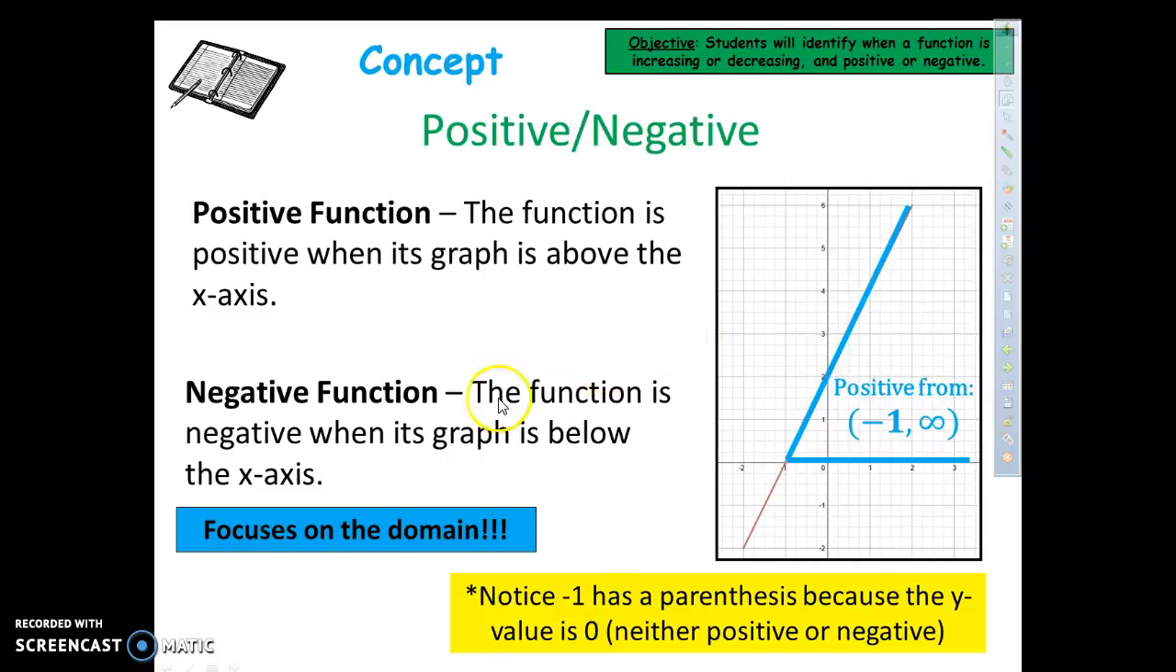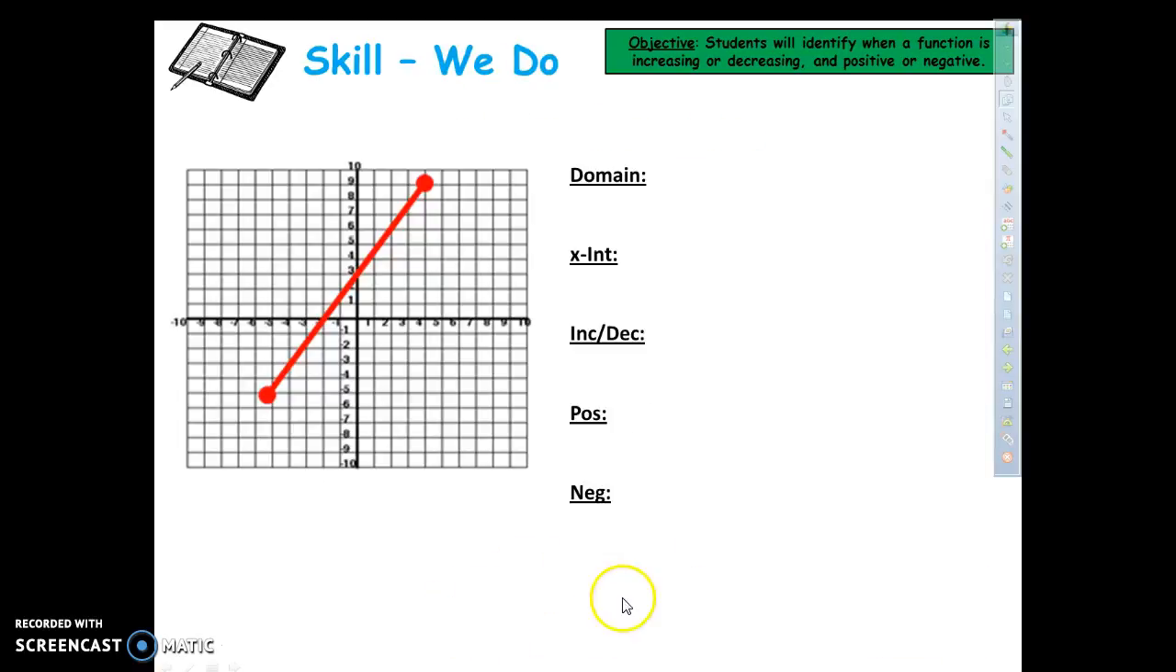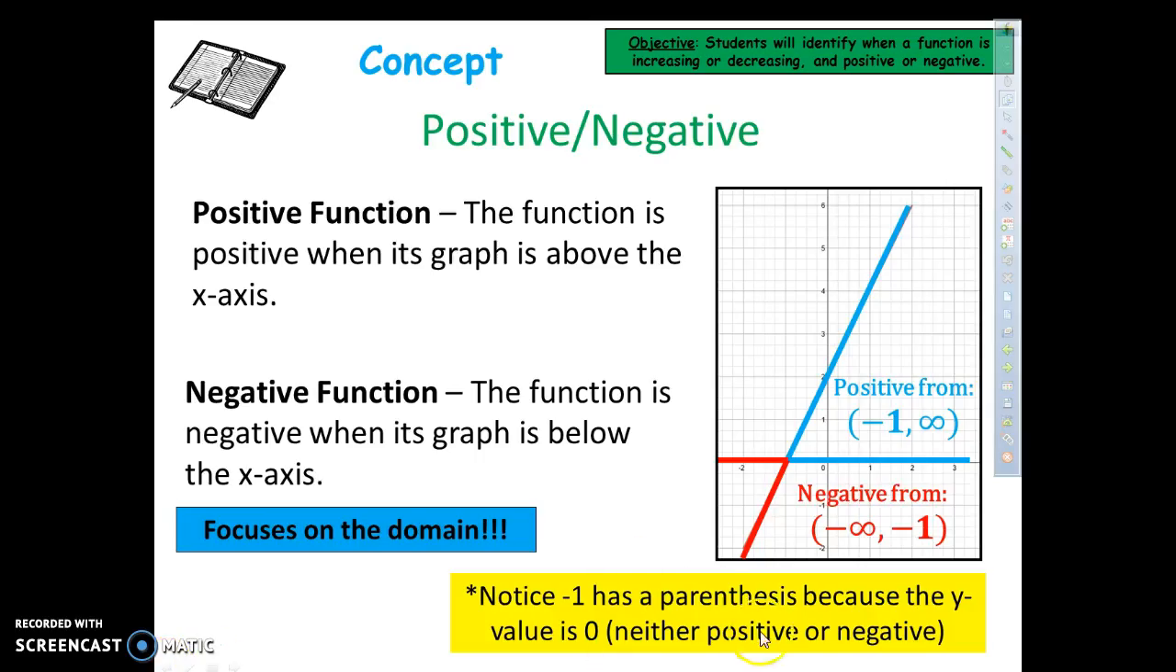A function is negative when it is below the x-axis. So it's negative when it's below. So at -1, it is negative all the way to -infinity. And in interval notation, we say from -infinity to -1. We don't include infinities, and at -1, it's neutral. It's neither negative nor positive, so I don't include -1. And that's what this piece is saying right here, right? And again, we describe this with domain, okay?